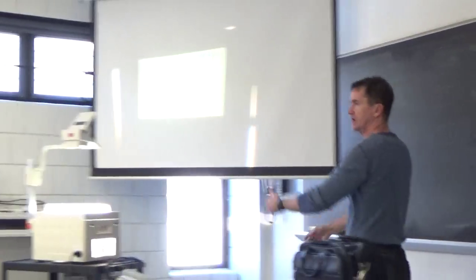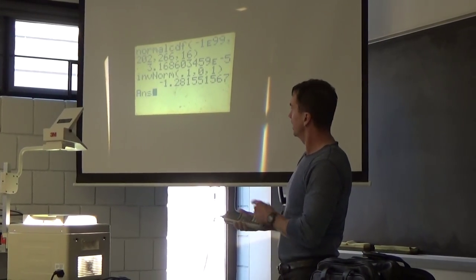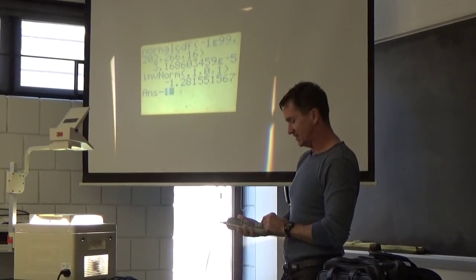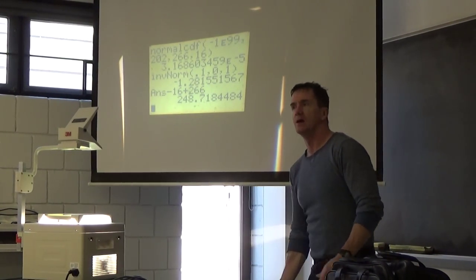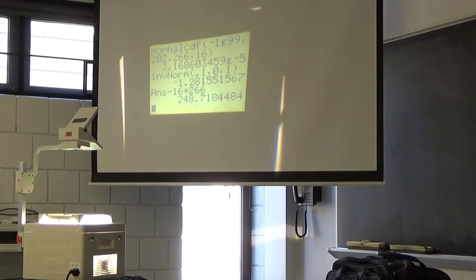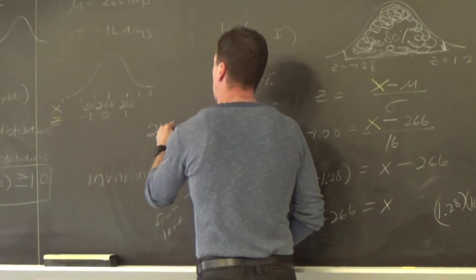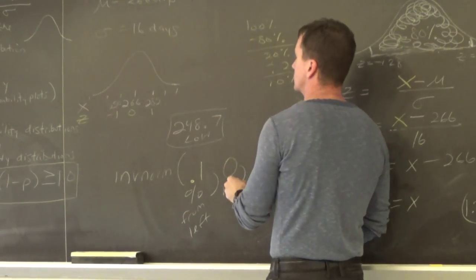Notice I saved this value here. I'm just going to take my last answer, multiply by 16, and add 266. And there's that 248. Art said 248.5. Art, great, it was a great estimate, right? I just want to show that if I used every digit of all those values in the calculator and didn't round anything, I really get 248.7 for my lower. And then what would be the upper?